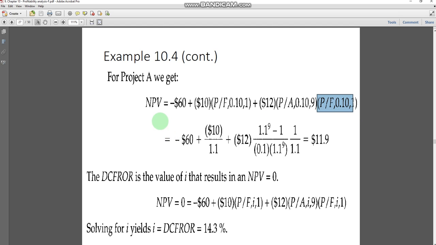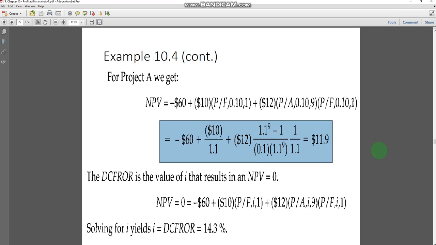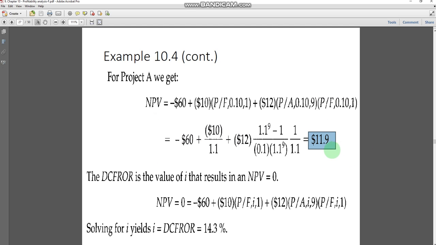Okay, so now you can add all of these terms together to get the net present value of the project, that comes out to be $11.9 million. Now to get the value for the discounted cash flow rate of return, it is the value of I that results in a net present value of 0. As we discussed in the definition, it is the value of the interest rate at which the net present value of the project is 0.